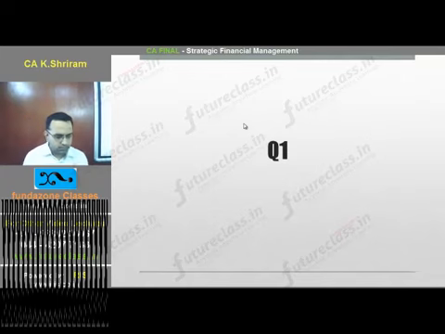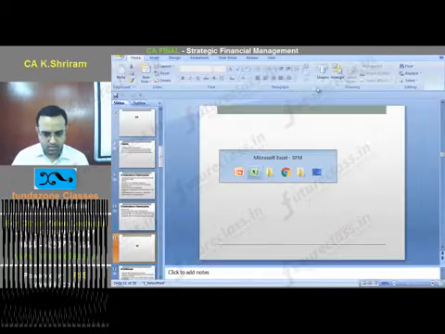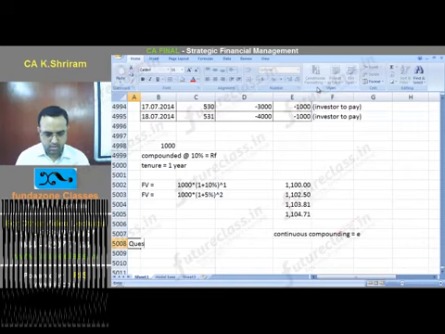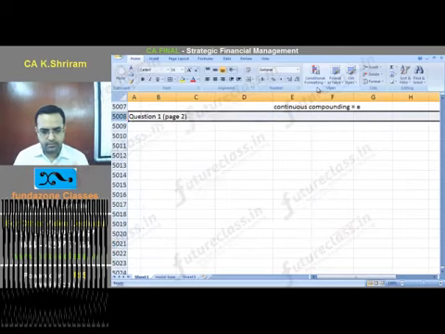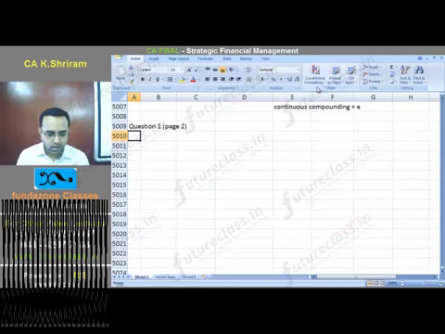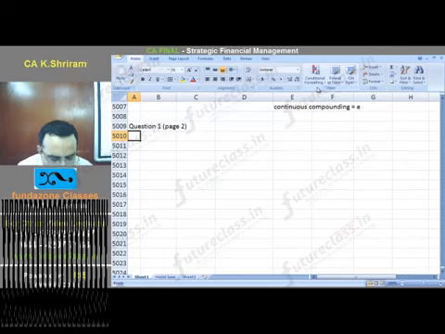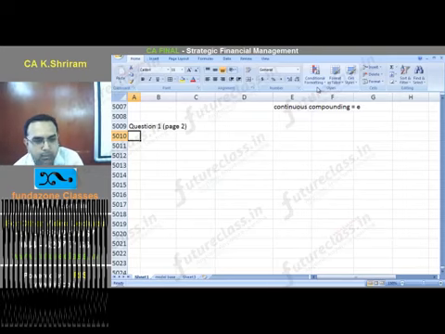Question 1. Shares of Pranav Limited are being quoted at 500. This is a spot price, correct? Today's price is 500. The 3 months future contract rate is 520 per share for a lot size of 500 shares, correct? So what is the exercise price? 520. What is the exercise period? 3 months. And what is the lot size?